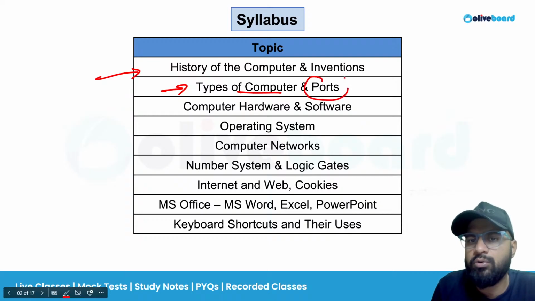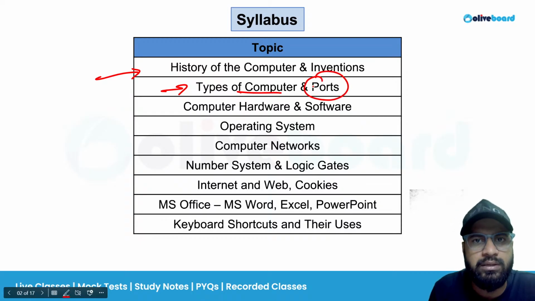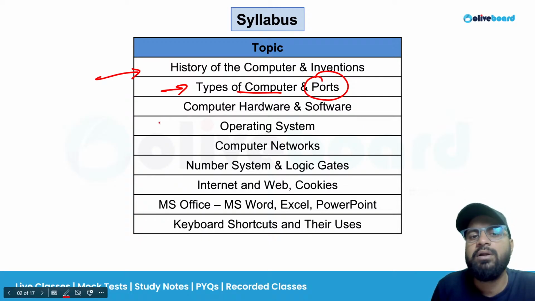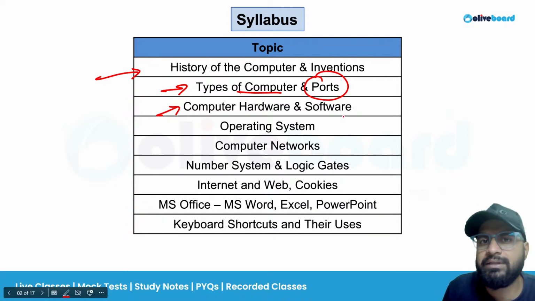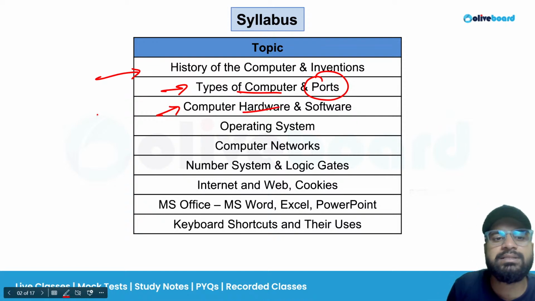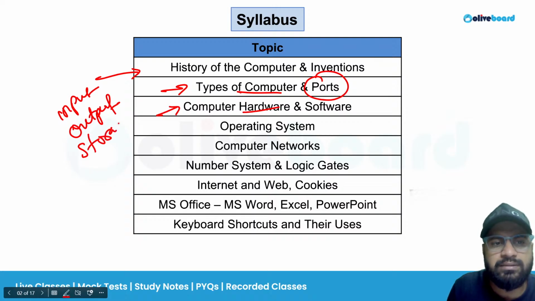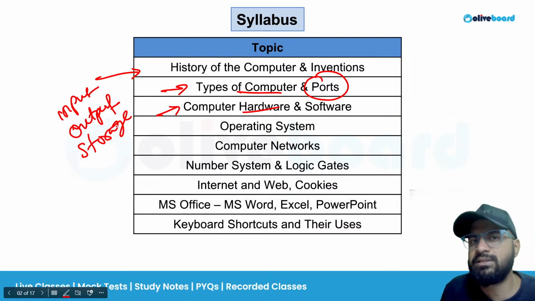Then we have computer ports, what the different ports are: program control, address port, register ports, and all those things we will discuss here. Then we will have computer hardware and software. In computer hardware we will discuss your input devices, your output devices for computers. Then we will have storage devices. All those things we will discuss here.